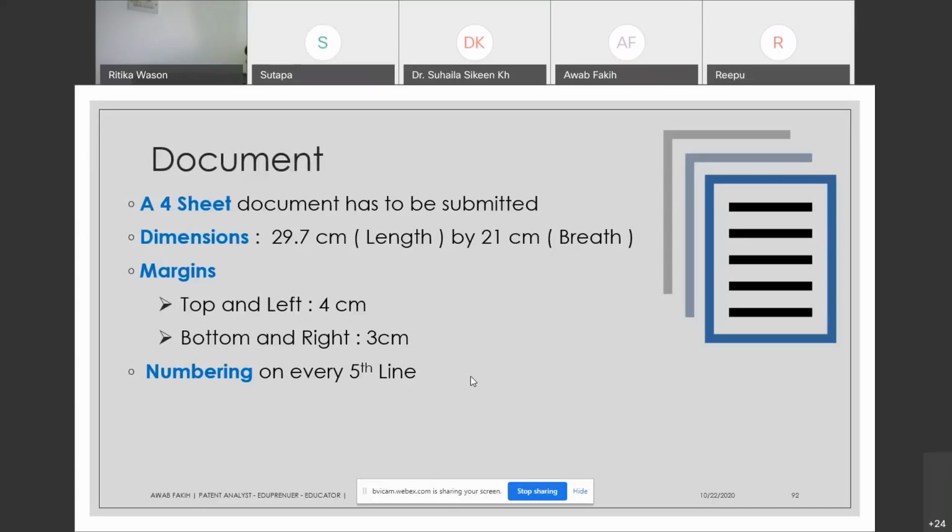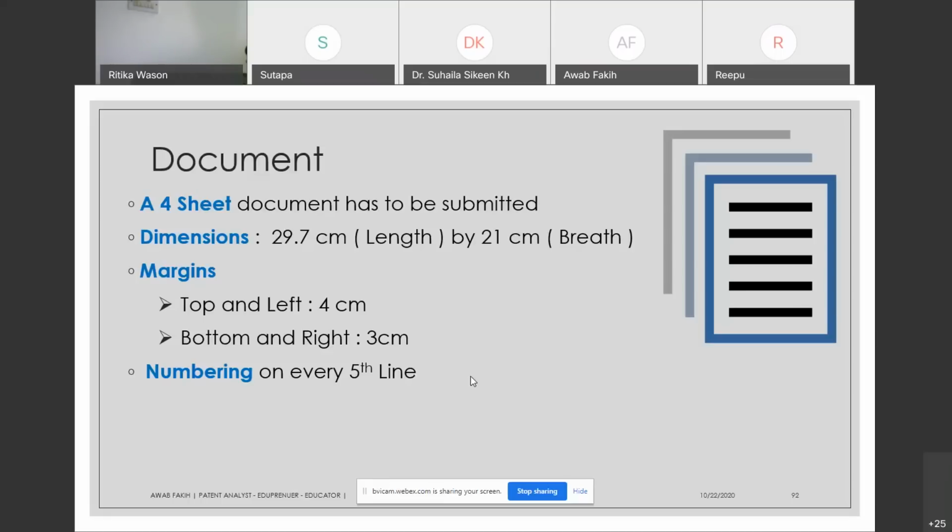It is also mentioned in the Indian Patent Act, my dear friend, that the paper should be strong, flexible, white, smooth, non-shiny. All these things are written under Rule 9 of the Indian Patent Rules.